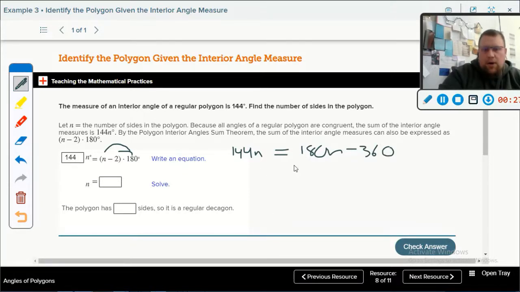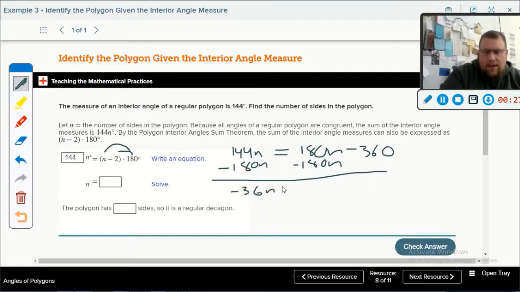So now I'm going to go ahead and subtract 180n from both sides. 144n minus 180n. Don't worry about those negatives. They'll take care of themselves. And we'll get negative 36n is equal to negative 360. Let's divide both sides by negative 36. And those negatives cancel out to a positive, and I get that n is equal to what? Negative divided by negative is positive. 360 divided by 36 is 10.